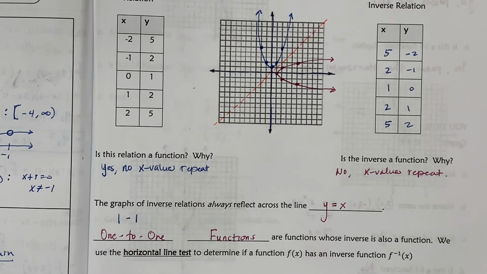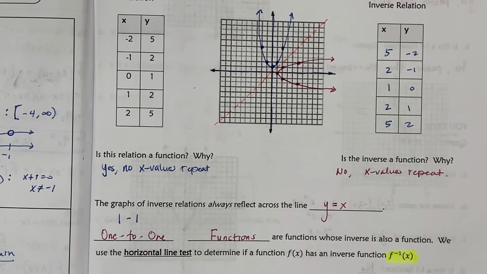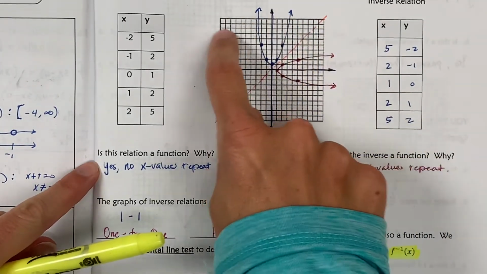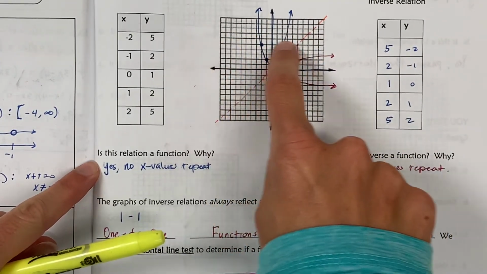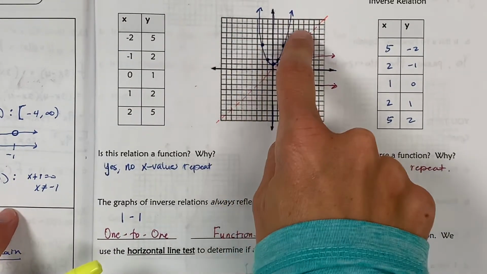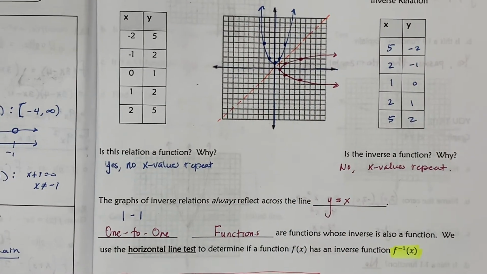Now, we have a test for a one-to-one function. We use the horizontal line test to determine if a function f of x has an inverse function, and this is the notation for the inverse, f inverse of x. Our original function does not pass the horizontal line test because if I draw horizontal lines through the blue curve, it touches the graph more than once. So this is not a one-to-one function because, as we just verified, the inverse is also not a function.